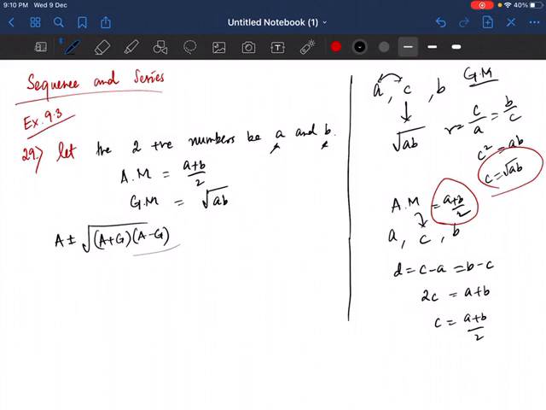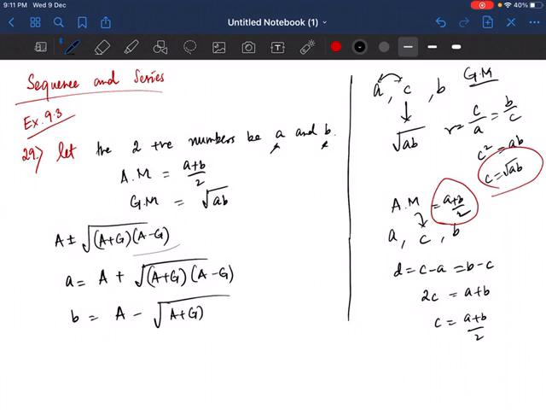Now first thing I will do, you see it says plus minus. So basically we have to prove that a is equal to A plus root over of A plus G into A minus G, and we have to prove that b is equal to A minus root over of A plus G into A minus G. That's what you have to prove. So a is that positive number which you have taken, so a will be the plus sign one and b will be the minus sign one. So that's what we have to prove.